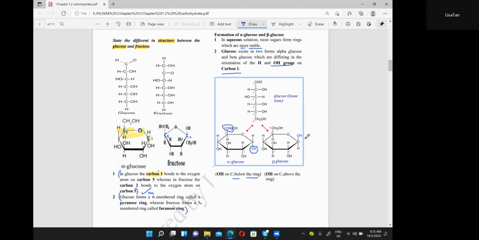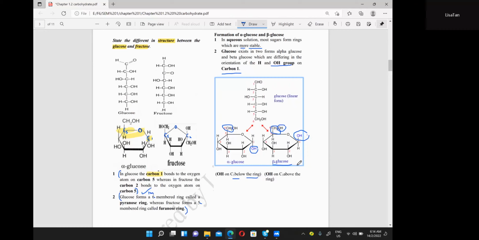For beta glucose, the OH group is above the ring. This OH group on the carbon 1 is above the ring, in the same plane as the CH2 group on the carbon 6. Then this glucose we call beta glucose.